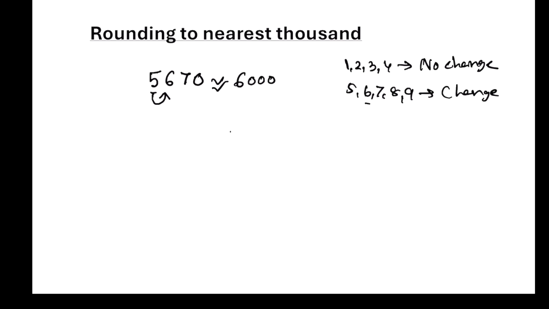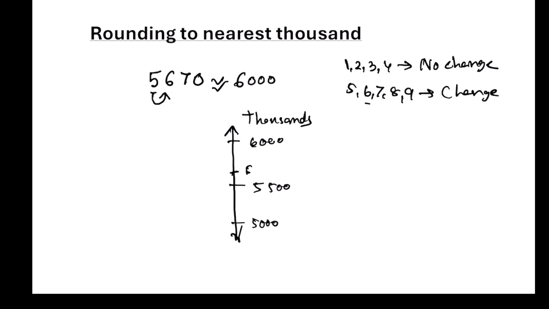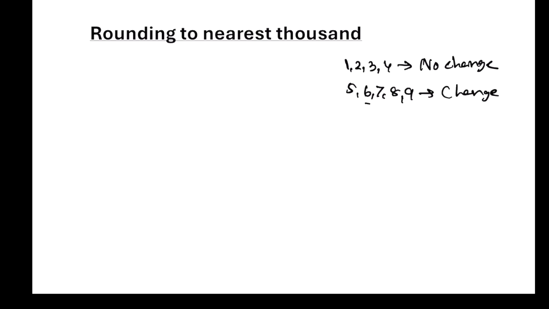Let's do the thousands number line. This is the thousands number line. This is 5,000, 6,000, in between 5,500. 5,670, which is the given number, will lie somewhere here. This is approximating the number line. So which is the nearest thousand? 6,000. So 5,670, the nearest thousand will be 6,000.